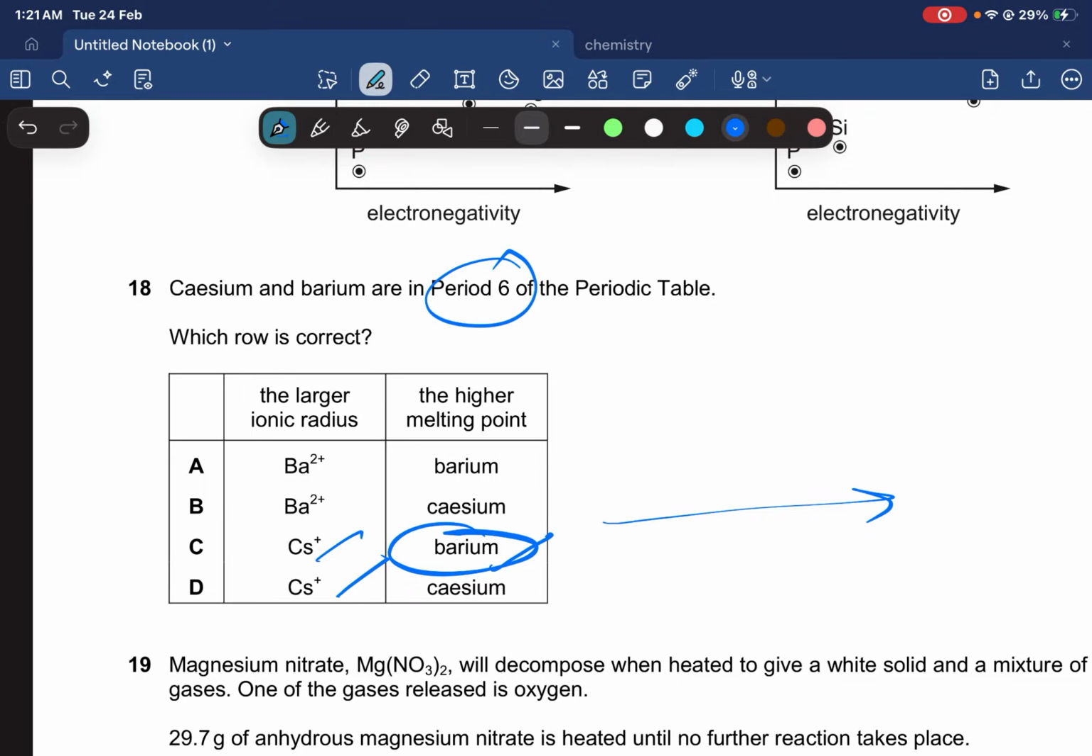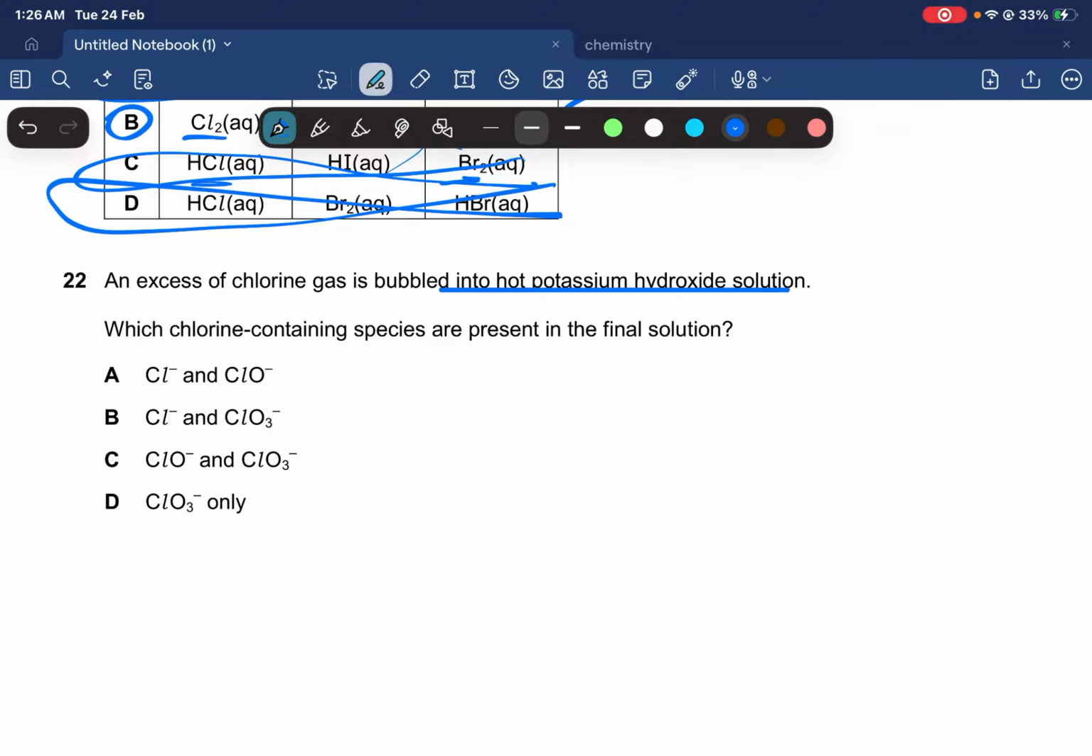An excess of chlorine gas is bubbled into hot potassium hydroxide solution. Which chlorine-containing species are present? If it's hot, then we're going to form NaCl and NaClO3. Right? NaCl and NaClO3. ClO negative we form when it's cold sodium hydroxide. So that's the correct answer.